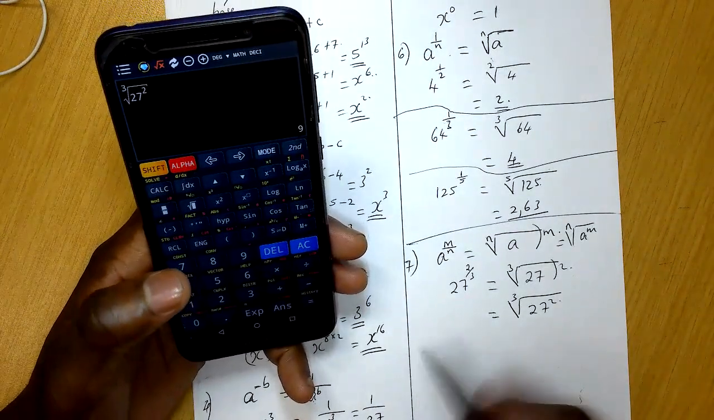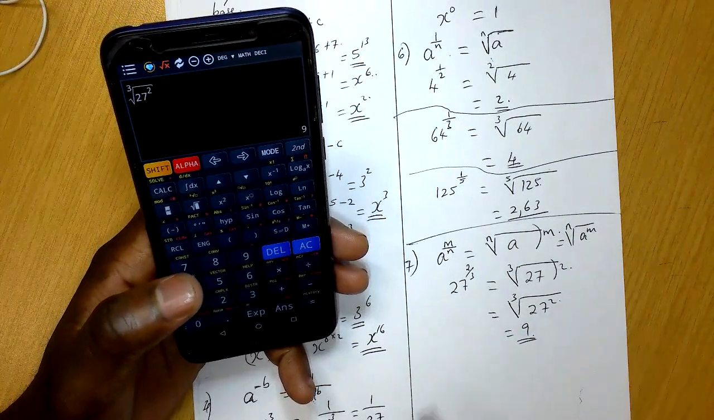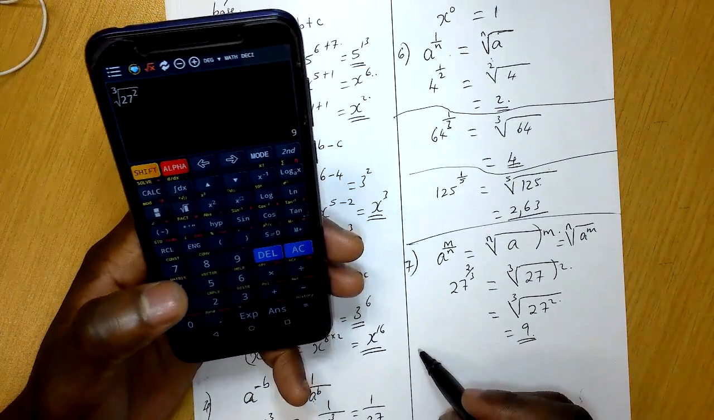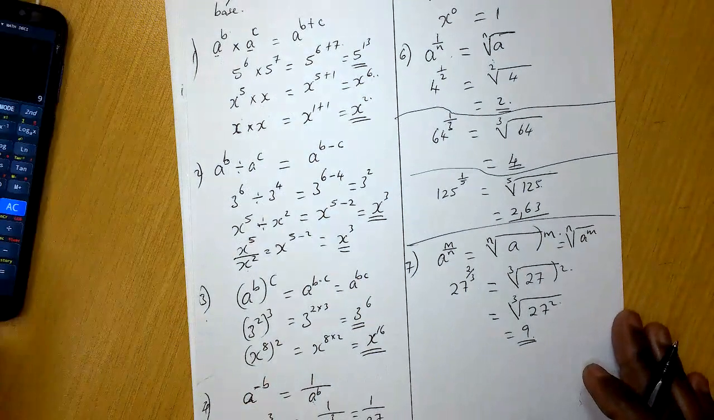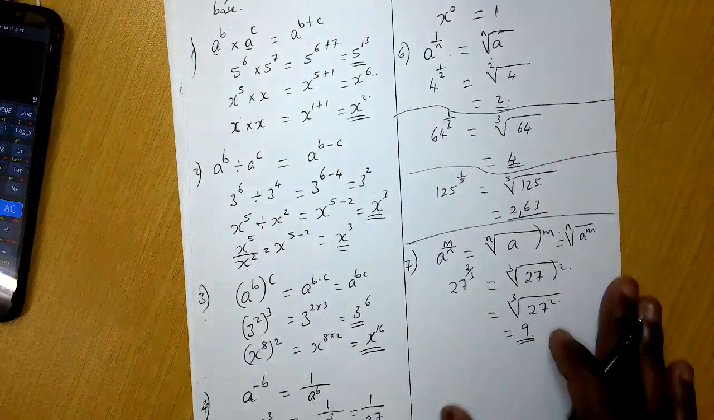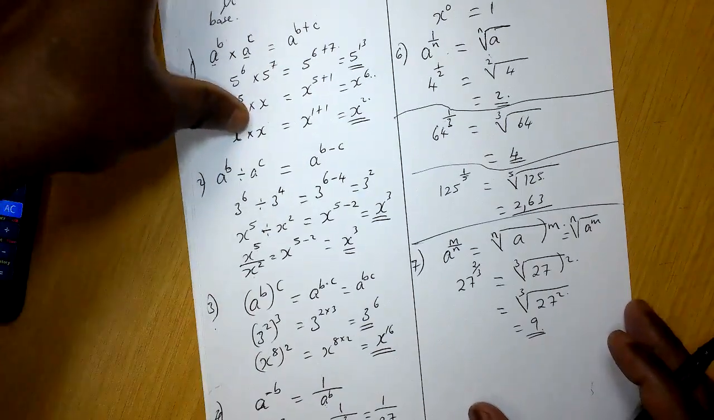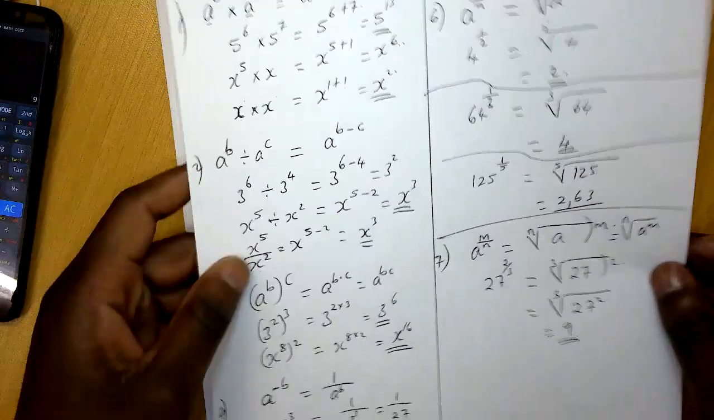Okay, so here you get what? You get 9. Okay, now another, so that's what you need to understand here. That's basically what you need to understand with indices. Let's try to check some of the challenging questions that you can be presented with.